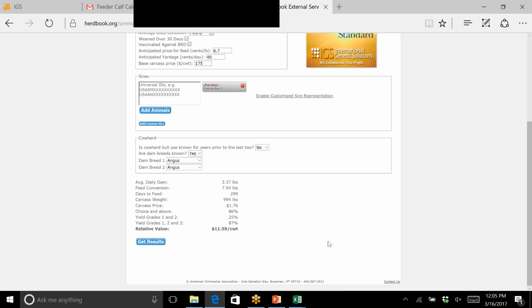So Wade, that leads to my next question. If that was a low accuracy bull, how much would that relative value change? Would it go away completely? It's not tied to accuracy.